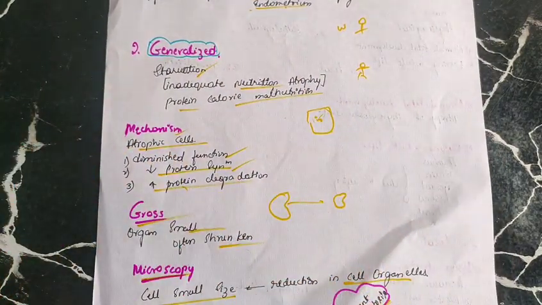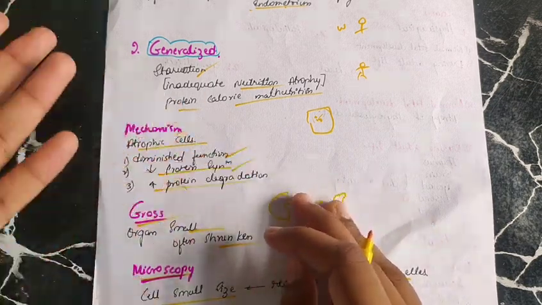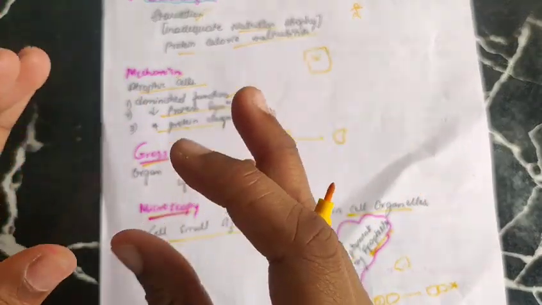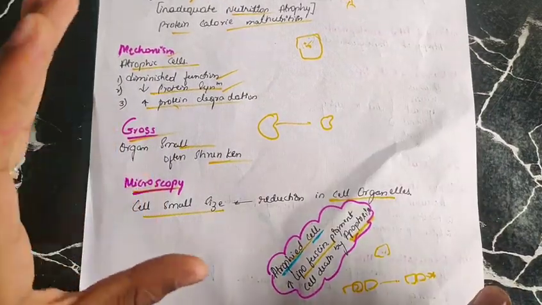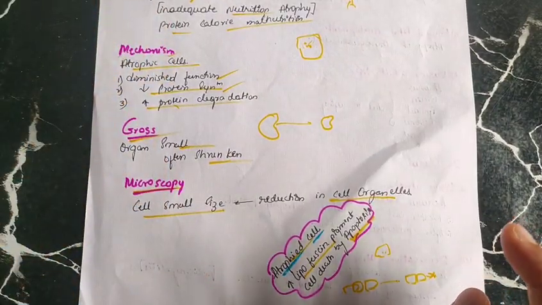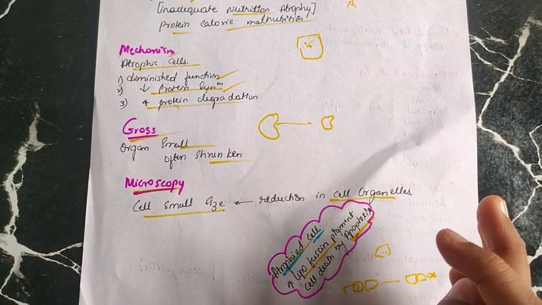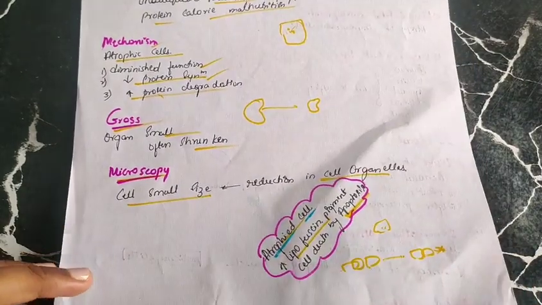And the mechanism: there is a decrease in protein synthesis and an increase in protein degradation, so there will be an imbalance, and the functions will be reduced. Grossly, the organ will be smaller and shrunken, and microscopically the cell size is small because of the reduced number of cell organelles. Another important feature is that lipofuscin pigment will be more in atrophied cells, and the cell death in these atrophied cells will be because of apoptosis.